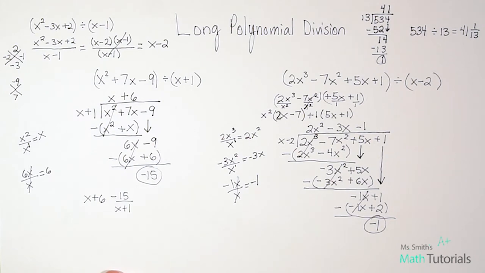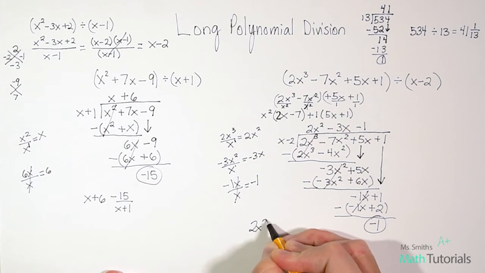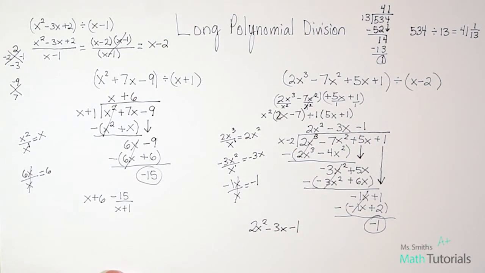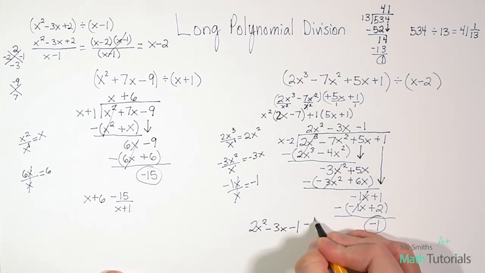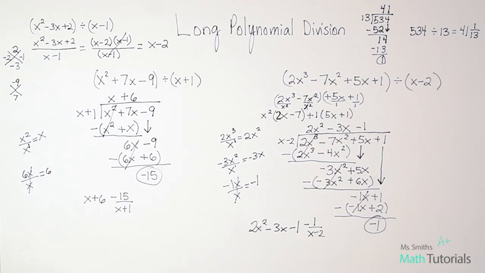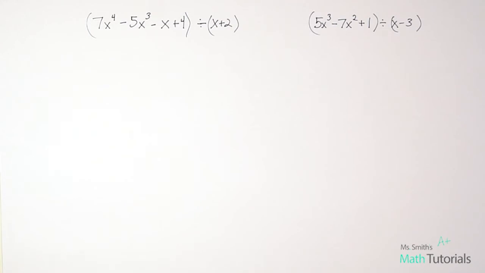So remember, we write our top. So we say, okay, 2x squared minus 3x minus 1. And now we need to include the remainder. So we say a remainder of negative 1 over x minus 2. And that would be our simplified answer. Okay, let's do a couple more examples.